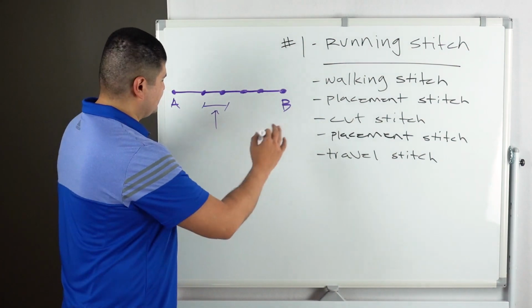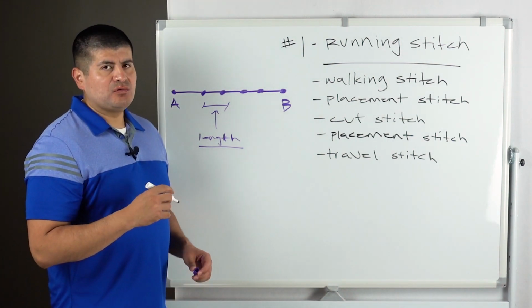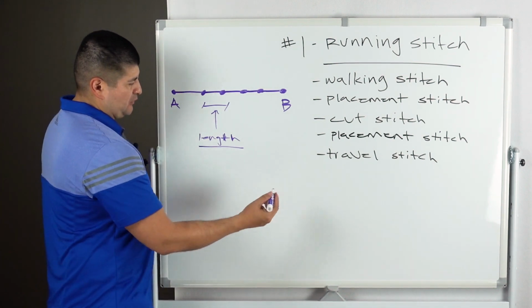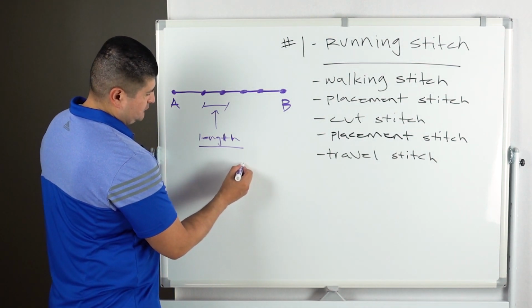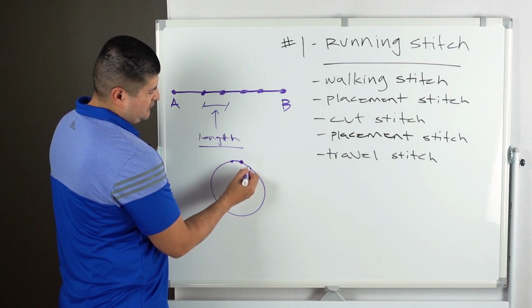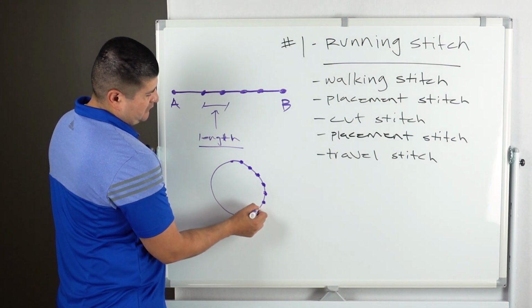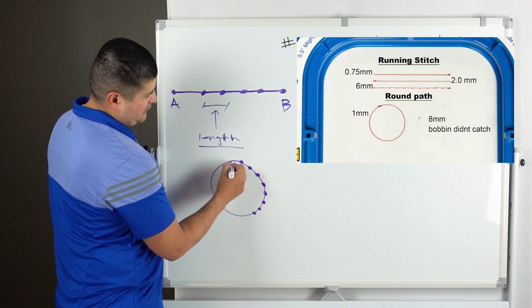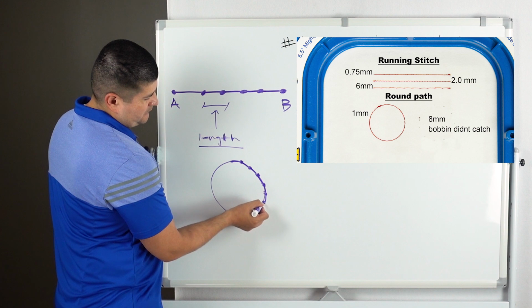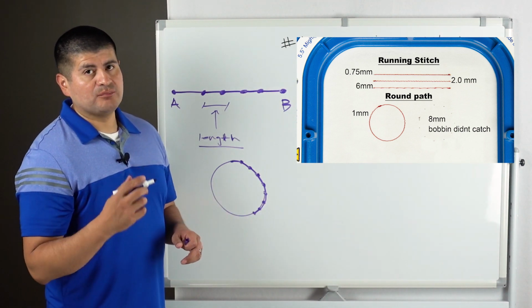Our running stitch is determined by the length from stitch to stitch. You might require a smaller length in more detailed work. For example, if you're doing a perfect circle, you might want to include a lot of short stitches to get that perfect circle, because it is pretty much straight lines from point to point. So in order to get that perfect circle, you need to include more points.